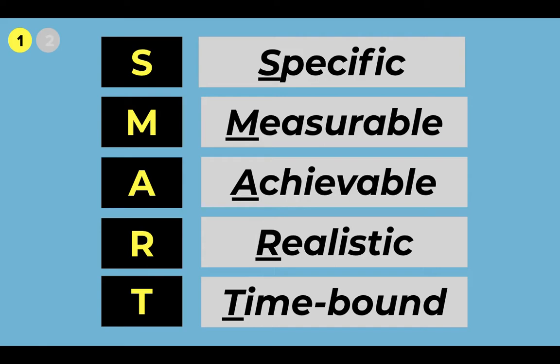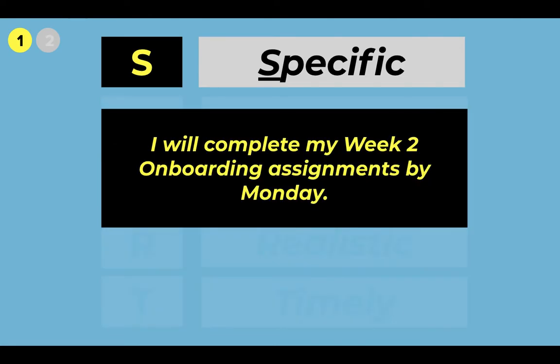All right, first we're going to be talking about SMART goals. Every goal you create should meet these 5 guidelines: specific, measurable, achievable, realistic, and time-bound. Right now, your goal might be, I want to study more. This is not a SMART goal because I want to study more is not specific, it's not measurable, and it's not time-bound. It will not motivate you to reach your potential. All right, so we're going to take the example of onboarding and completing your required assignments for week 2.